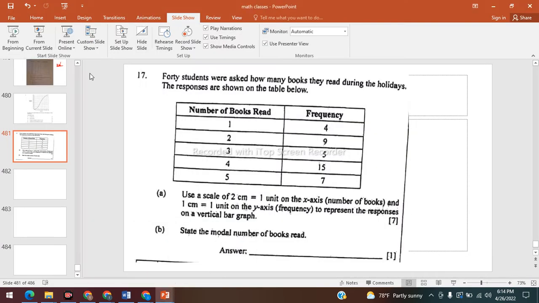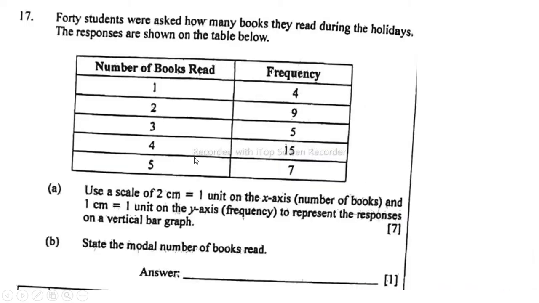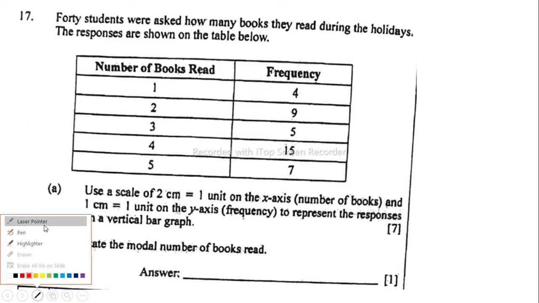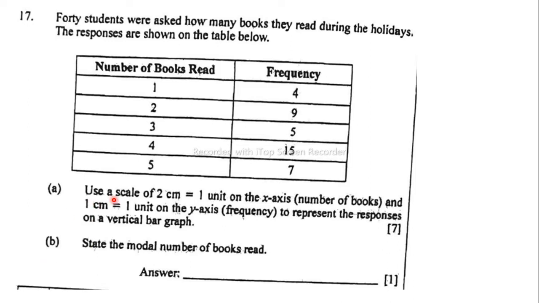We are in week 16. We're considering this question. We're going to use a scale of 2 centimeters to 1 unit on the x-axis for the number of books, and 1 centimeter to 1 unit on the y-axis for the frequency to represent the responses on the vertical bar graph. State the modal number of books read. That's the second part. So let's do the first part.